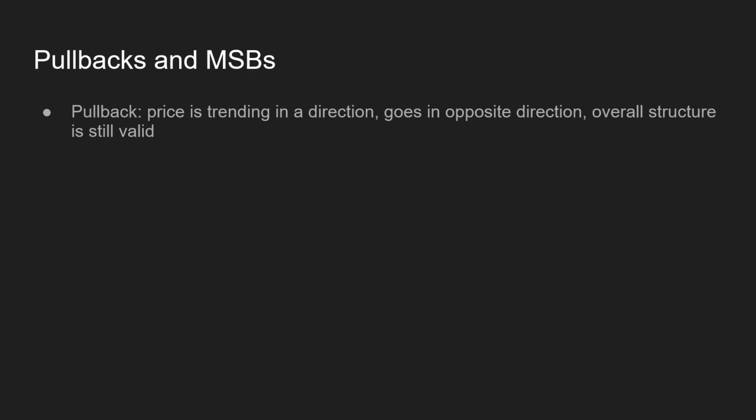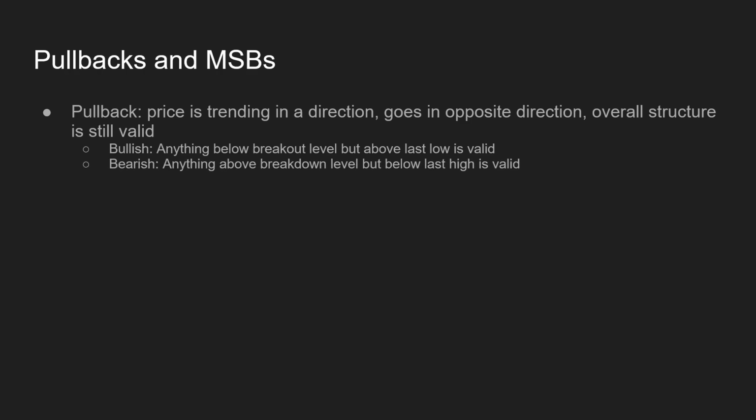Now, pullbacks. So a pullback generally is when price is trending in a direction. Let's say price is moving upwards. We're seeing higher highs, higher lows. Price is trending in this direction. It goes in the opposite direction. We see some sort of dip or reversal or pullback, but generally the overall structure is valid, right? We're seeing this bullish market structure where anything below the breakout level but above the last low is valid, as we saw in the previous example. And in our bearish example, anything above the breakout level but below the last high is still valid.